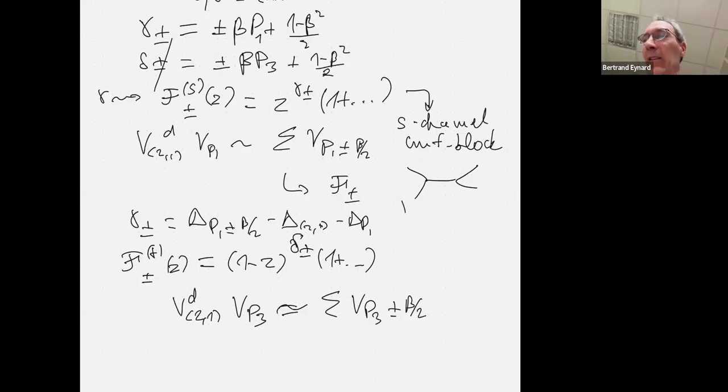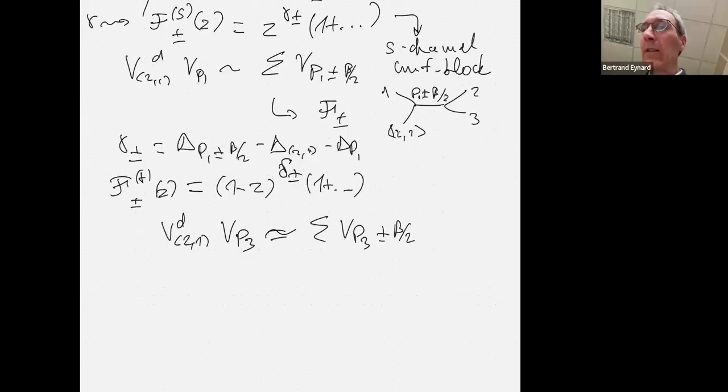So here, this diagram means I have taken the OPE of the degenerate field with field 1. And then in the S channel, they propagate a field with dimension P1 plus or minus beta over 2. And the T-channel blocks are represented by this diagram here, where now the field 2,1 has fused with the field 3. In the T channel, now you have P3 plus minus beta over 2.